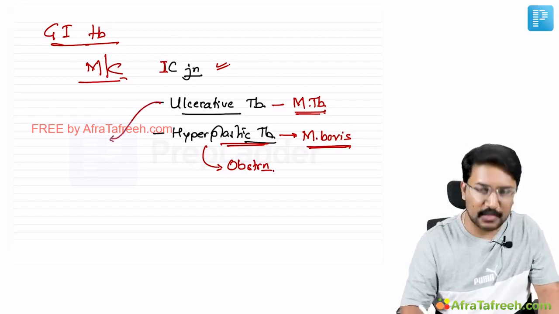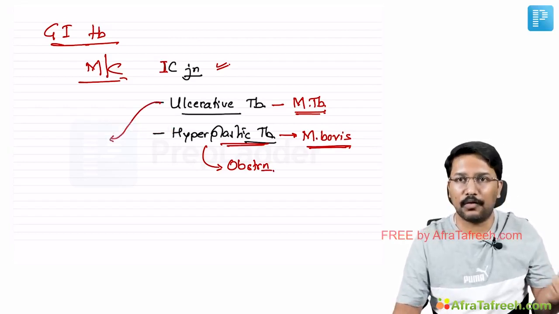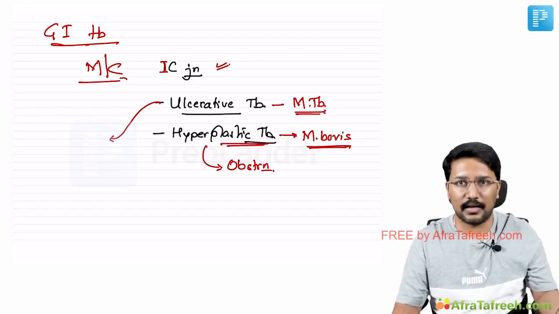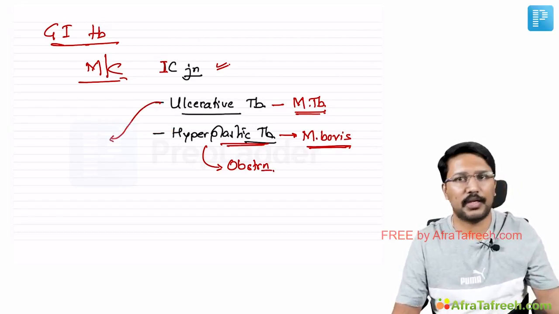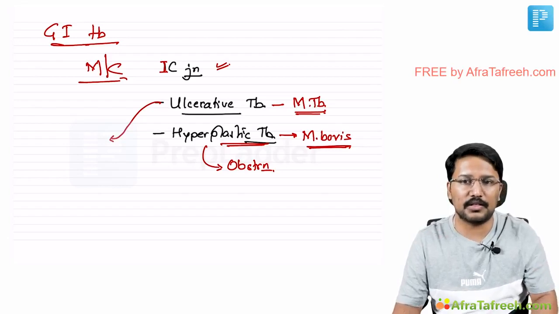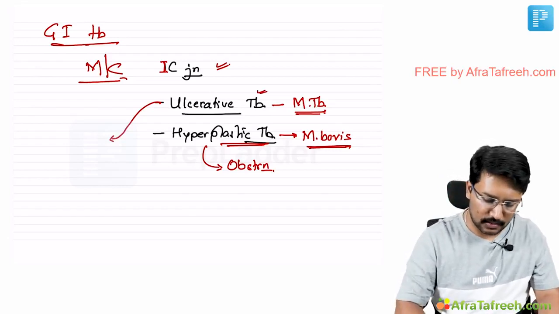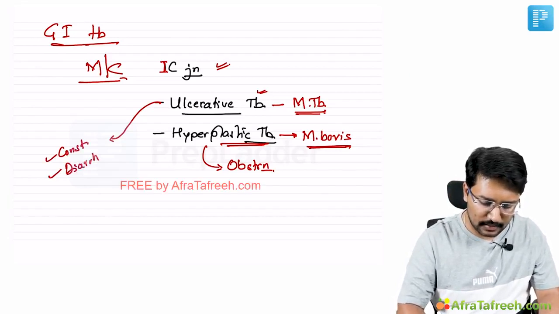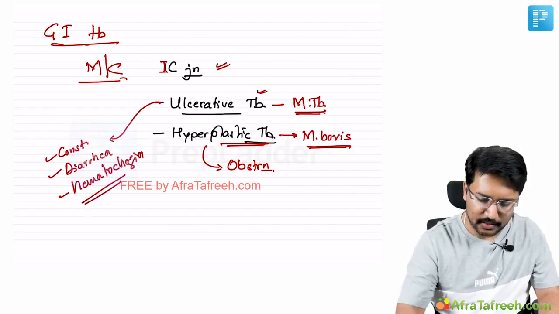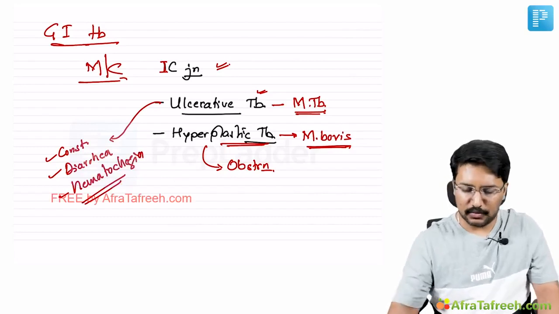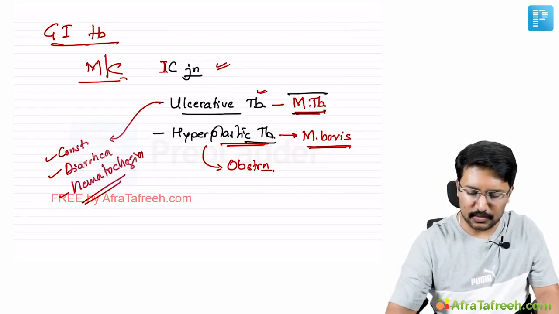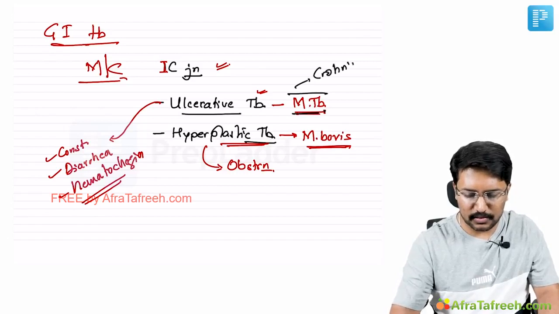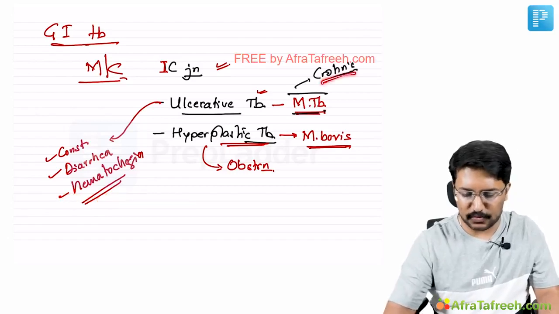So these hyperplastic TB patients might present with intestinal obstruction, and the ulcerative forms of tuberculosis might present with constitutional symptoms, weight loss, fever, then diarrhea, abdominal pain, right, and sometimes anemia. These are the usual presenting features of ulcerative forms of tuberculosis, right? They can also present with hematochezia, and very often these patients are misdiagnosed as Crohn's disease, right? So there is a high risk of misdiagnosis as Crohn's disease.